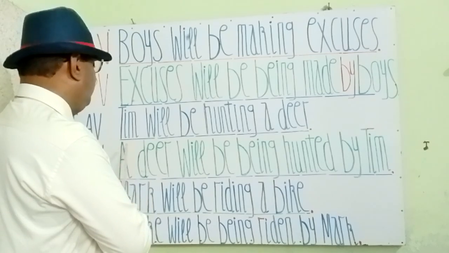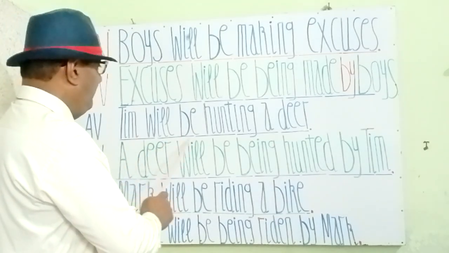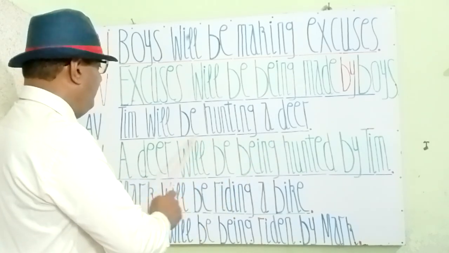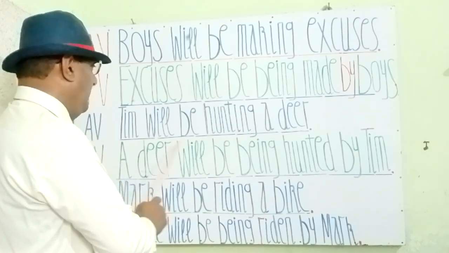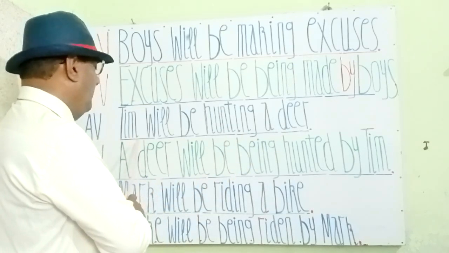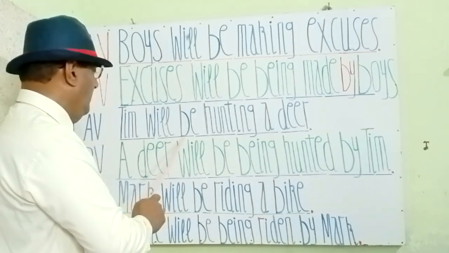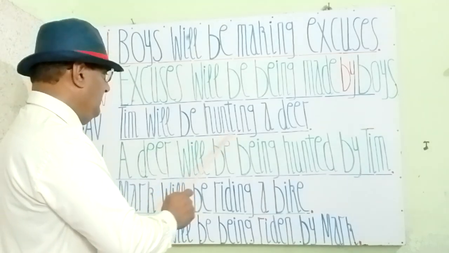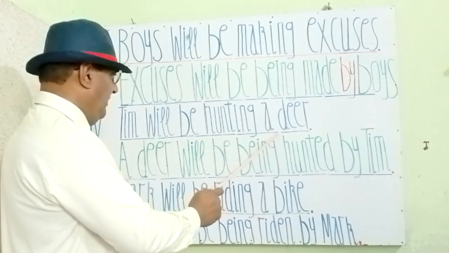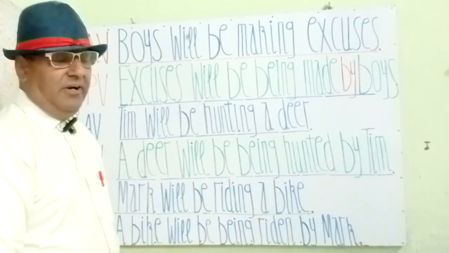Next statement is in active future continuous tense. Tim will be hunting a deer. Tim is the subject, singular noun, and will be is the future continuous tense, and hunting is a principal verb. A deer is an object. So Tim will be hunting a deer.